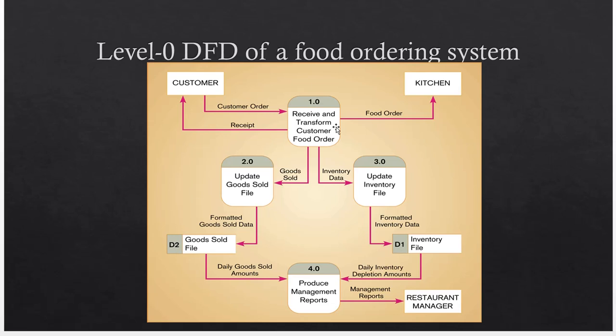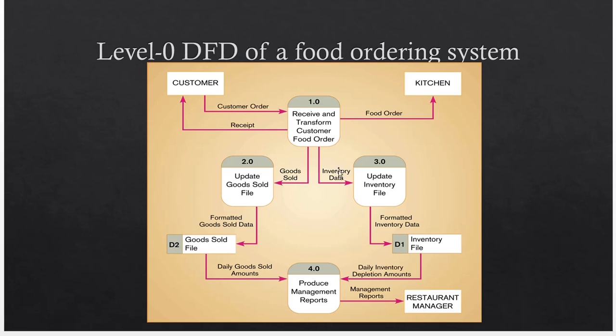If you're going to tell a story using a level 0 diagram, we would say the customer orders food. The system receives and transforms that customer order and produces a food order which is sent to the kitchen. At the same time, the system will produce information on the goods that have been sold, and will go and update the goods sold file. Once the goods sold file has been updated, it is saved and stored either in a file, in a database, or whatever data storing technology you're using.